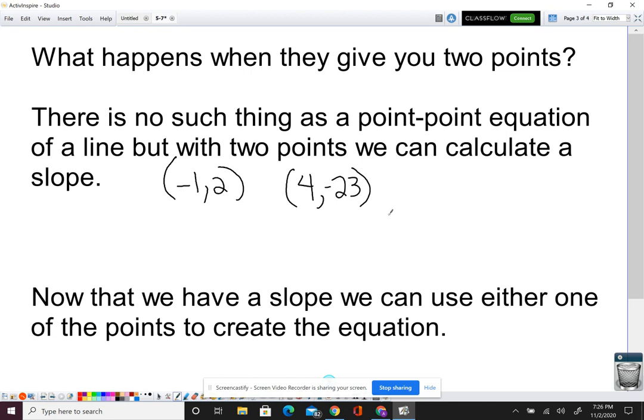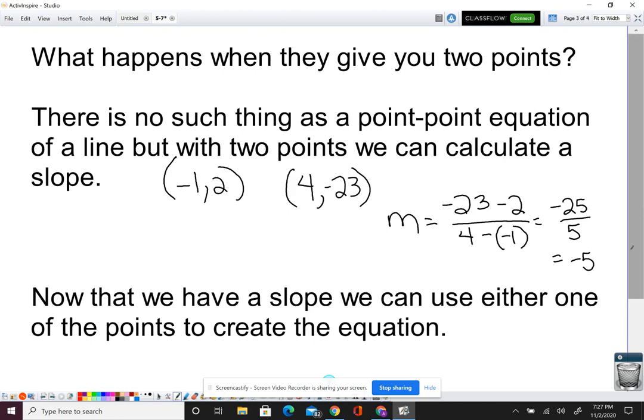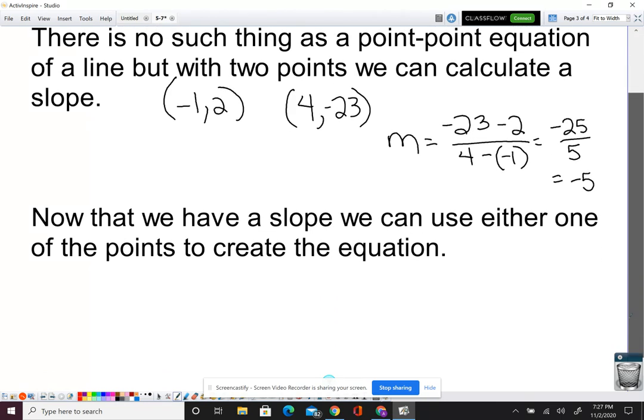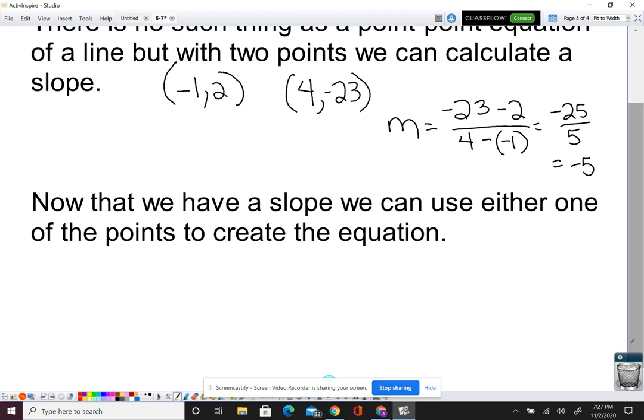We're going to calculate the slope, and the slope is calculated by taking the difference in the y's, -23 minus 2, over the difference in our x's, 4 minus a -1. -23 minus 2 is -25. 4 minus a -1 is +5. So when we simplify it down, it becomes -5. Now that we have the slope, we can pick either one of those points. I'm going to pick both of them, but at different times.